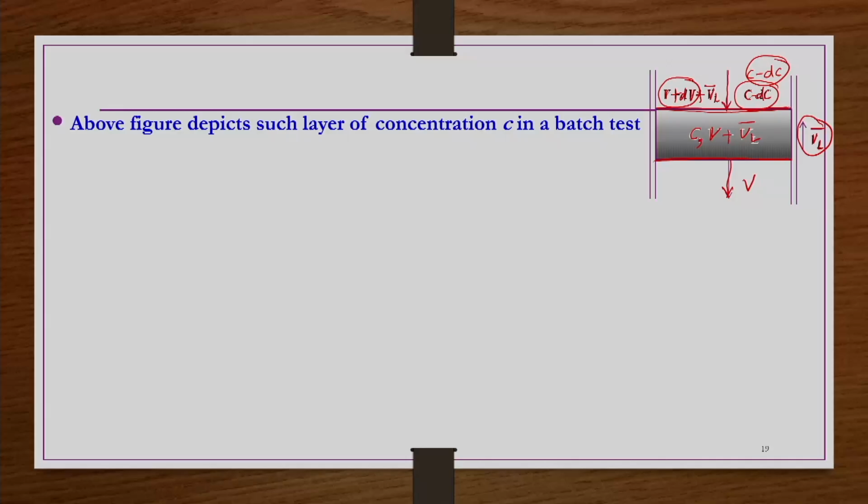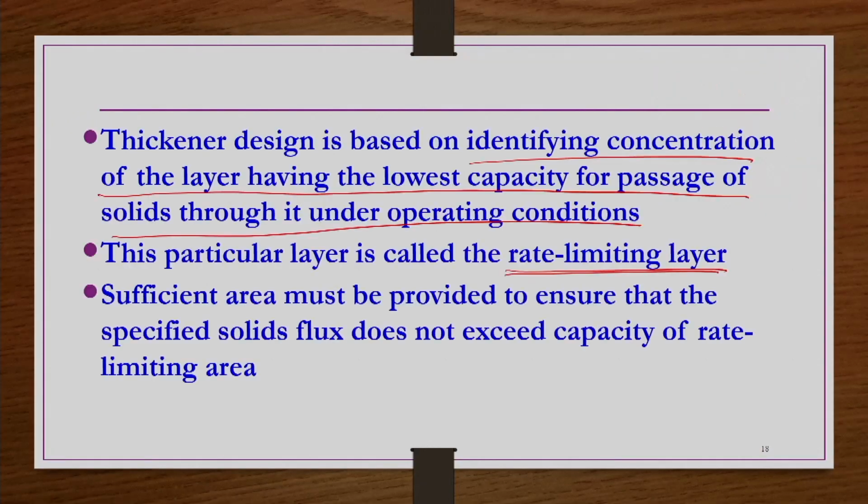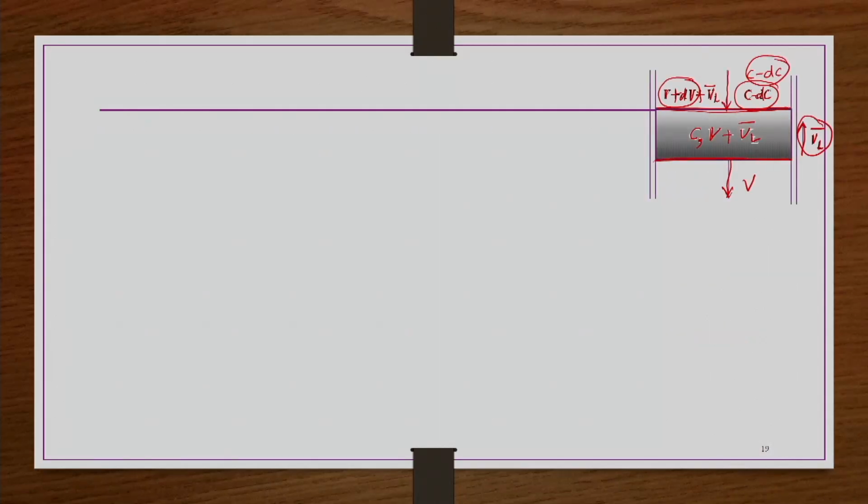The concentration of the particles entering this layer is C minus dC, and the concentration of the particles in this layer is C. This layer is moving upward with VL bar. This layer is the one having the minimum passage of solids, as we mentioned in the previous case: the layer having the lowest capacity for the passage of solids through it under operating conditions.